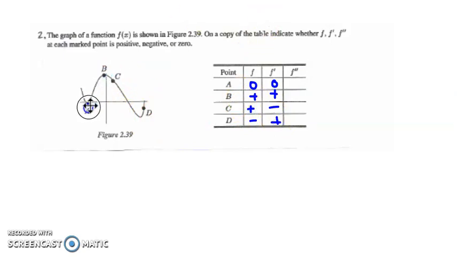Last, we have f double prime, which deals with the concavity of the function. The function is concave up at A, so the second derivative is positive, concave down at B and C, second derivative negative, concave up at D. And that will do it.